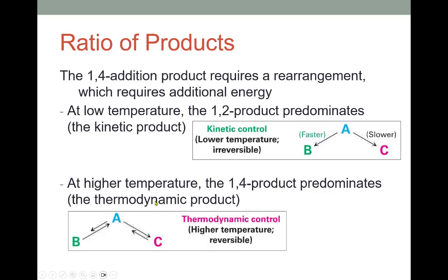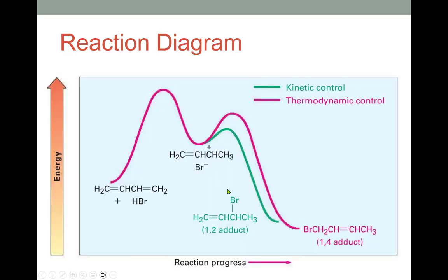If, however, we're at higher temperature, now we can allow that rearrangement to occur. We can then generate more of the 1,4 product, or what would be called here the thermodynamic product. Because we're at higher temperature, though, this is also reversible. And so it's a little bit of a tricky balance between the two. If we were to look at a reaction diagram, it might look something like this.